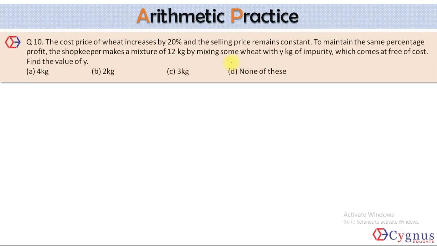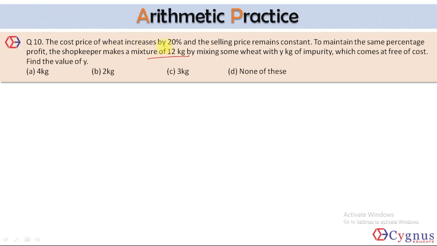The cost price of wheat increases by 20%. The selling price remains constant. To maintain the same percentage profit, the shopkeeper makes a mixture of 12 kg by mixing some wheat with y kg of impurity, which comes free of cost. Find the value of y. He made a mixture of 12 kg, but this does not contain pure wheat. It contains some impurity also.